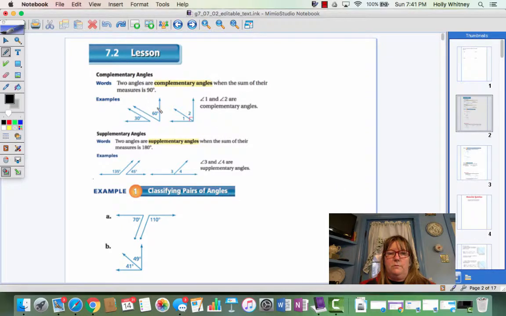Complementary angles are when two angles added up equal 90 degrees. Supplementary angles are when two angles added up equal 180.